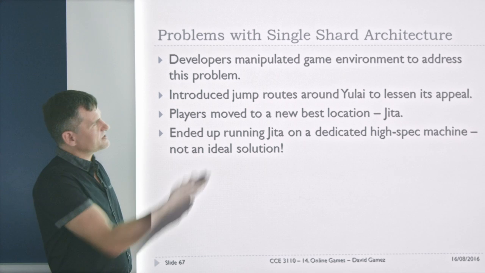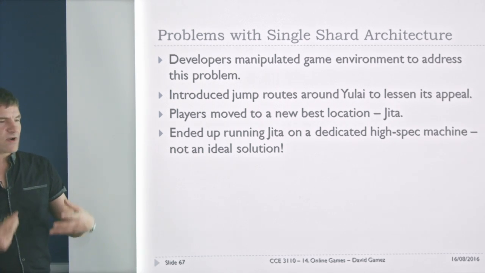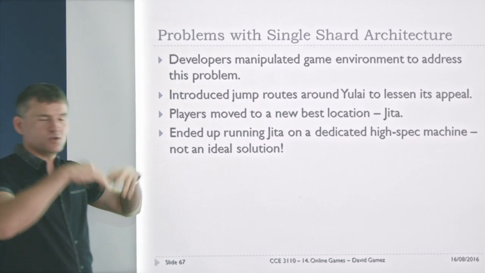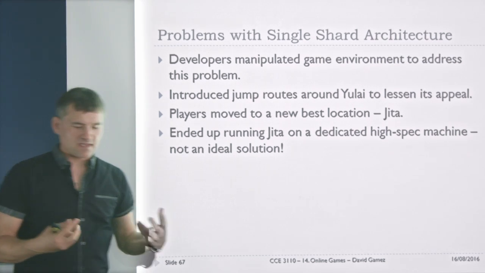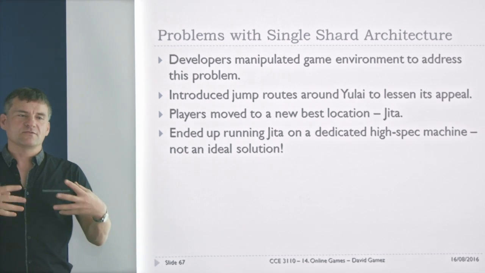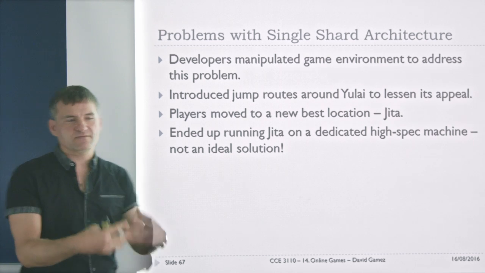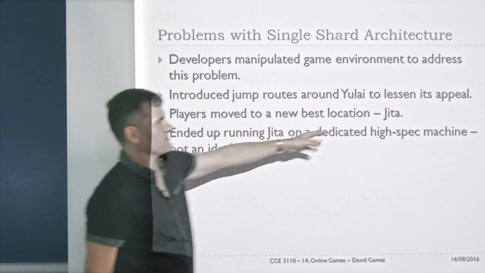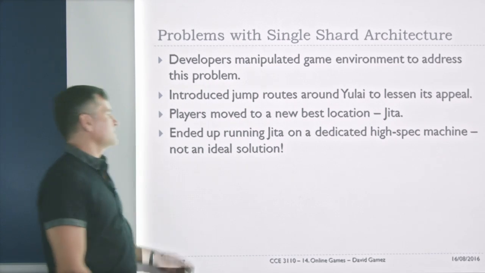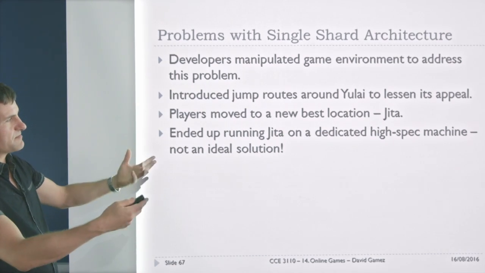So what they did to try and address this problem was that they manipulated the game environment. They added some special new jumps around the star system to lessen its appeal. So it ceased to become the central hub for buying and selling stuff, because there were other better connected hubs. And so in fact, it turned out there was a new best location called JITA, and so all the players ended up moving to JITA instead.